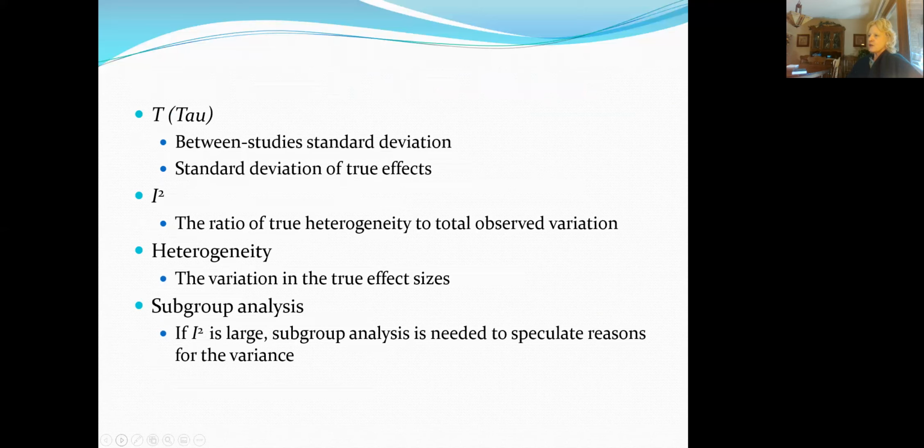So it gives you the between studies standard deviation and the standard deviation of true effects. The I-squared is the ratio of true heterogeneity to the total observed variation. And you want to know about the heterogeneity of the effect sizes. So did every study find the same effect, or was there a big variation in that? And then subgroup analyses are sometimes also reported. If the I-squared is large, subgroup analysis is needed so that you can understand the reasons for the variance.